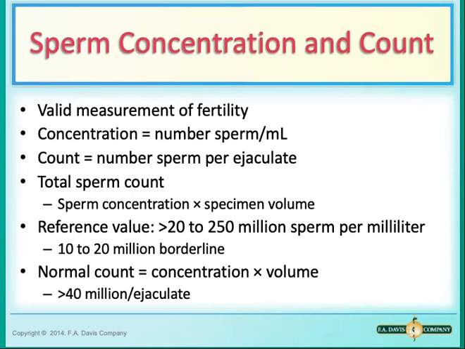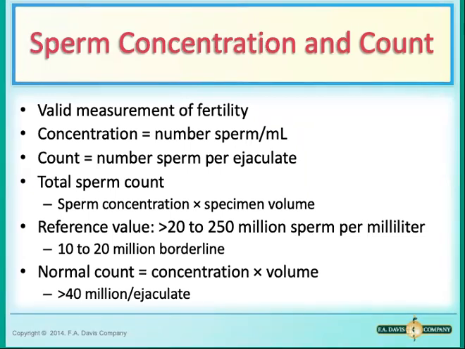So the reference values for sperm concentration are typically greater than 20 to 250 million sperm per milliliter. And concentrations between 10 and 20 million per milliliter are considered borderline, okay? So you want to be at greater than 20 to 250 million sperm per milliliter. And borderline would be considered something about 10 to 20 million sperm per milliliter.